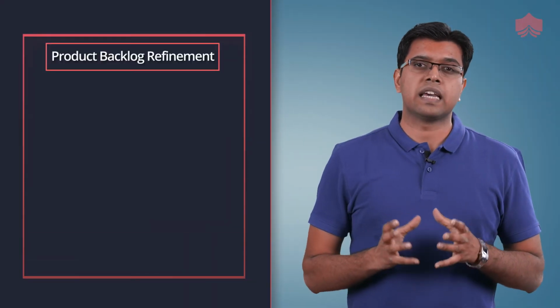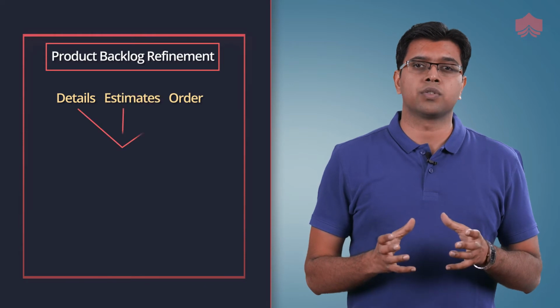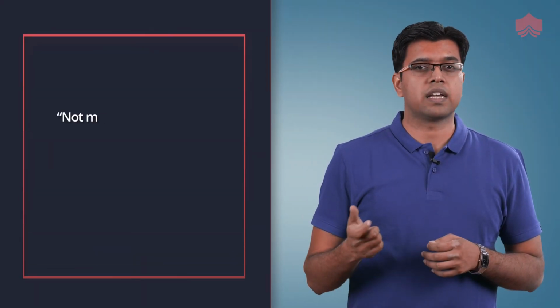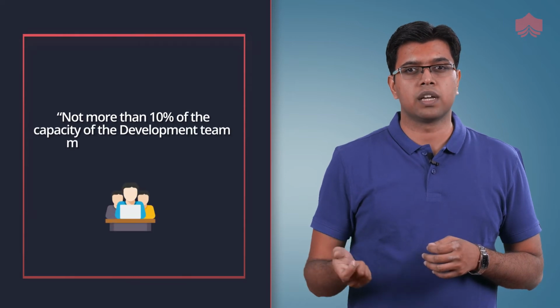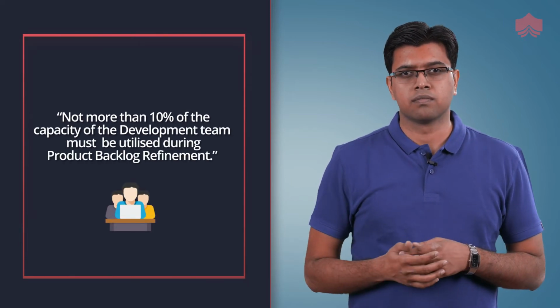Product backlog refinement is the act of adding details, order, and estimates to the product backlog items. Now, although this is usually done by many of the teams as a whole team meeting, it's not really a meeting. It's just an ongoing activity throughout the sprint. It can be done in isolation with just the product owner doing it, or it can be done along with the team. And there is a sentence in the Scrum guide that says that not more than 10% of the capacity of the development team must be utilized during the product backlog refinement. Well, that's just a number to indicate that you are not taking a lot of time off the development team from doing the crucial work of converting product backlog items into done increments.